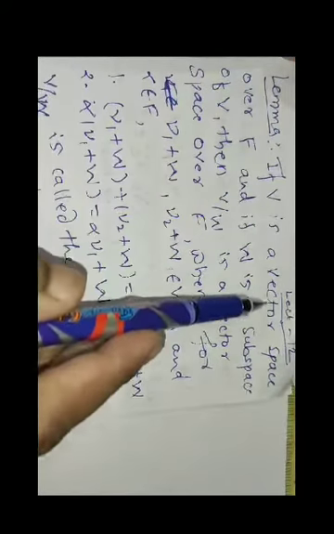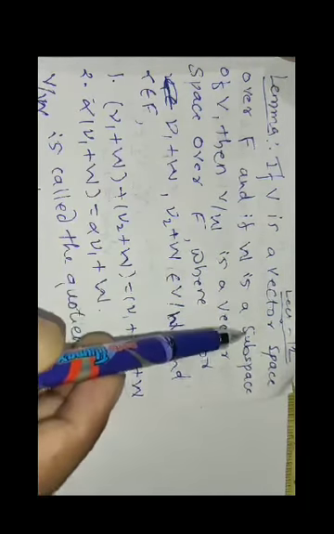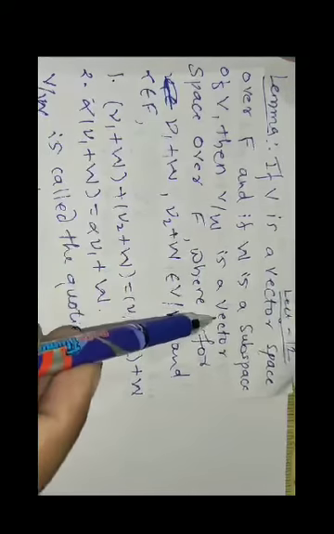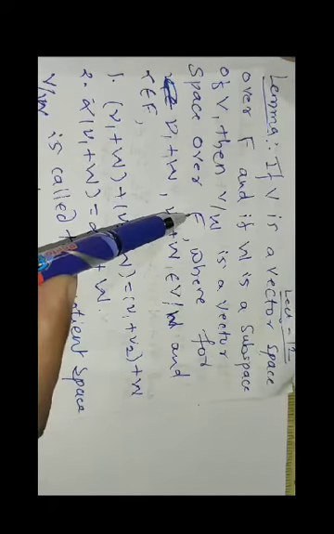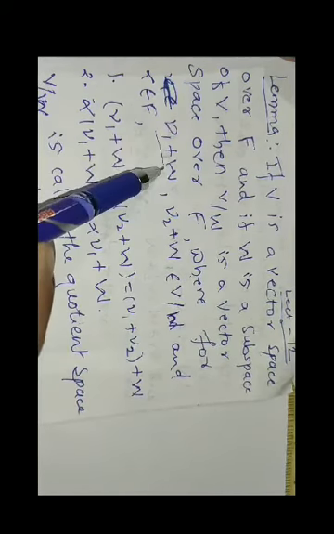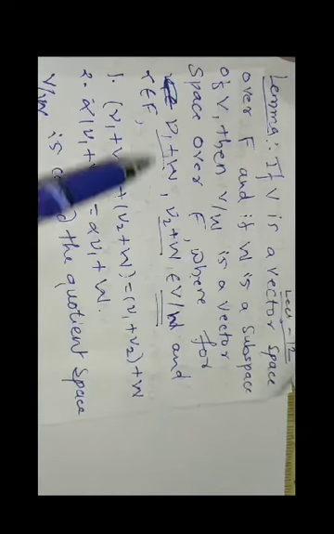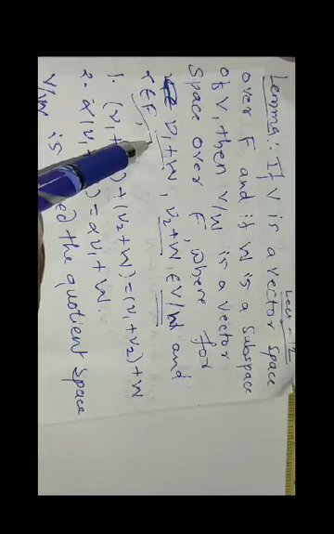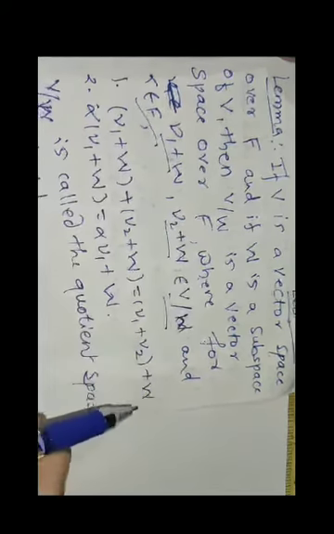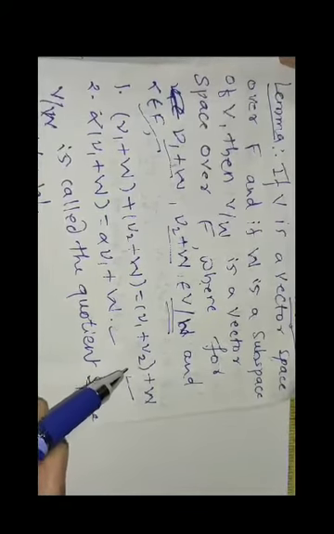If V is a vector space over a field F, and if W is a subspace of V, then V by W is a vector space over F, where for two elements v1 plus W and v2 plus W belonging to V by W and alpha belonging to field F, satisfying these two compositions defined on it, it forms a vector space.